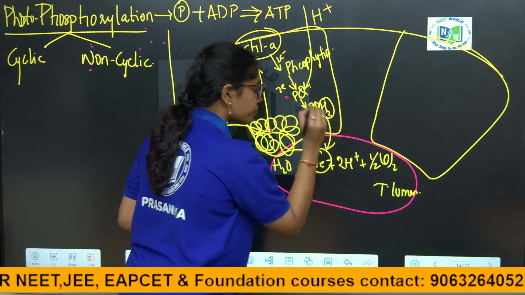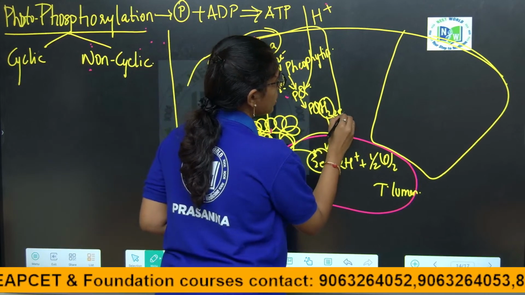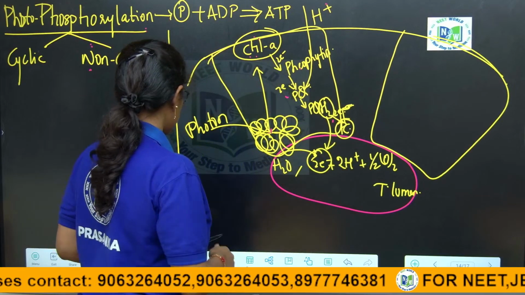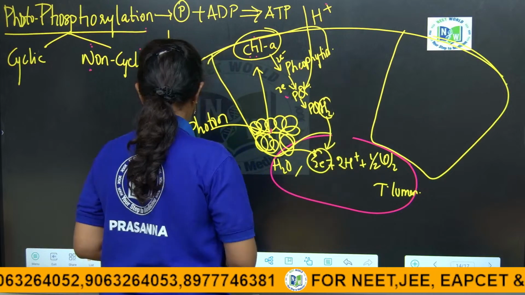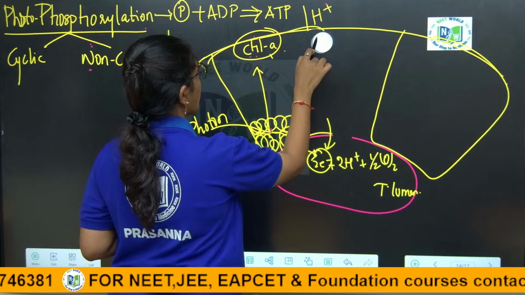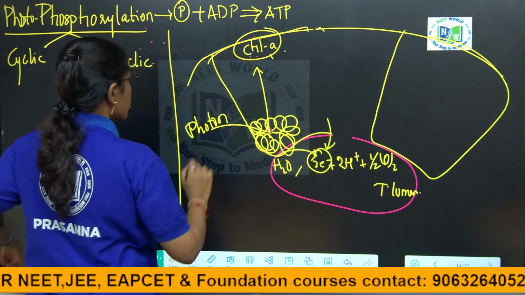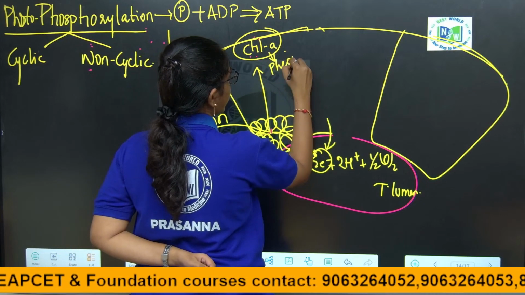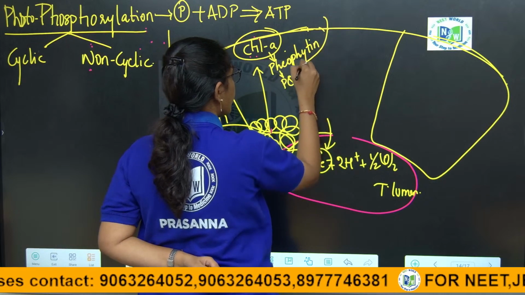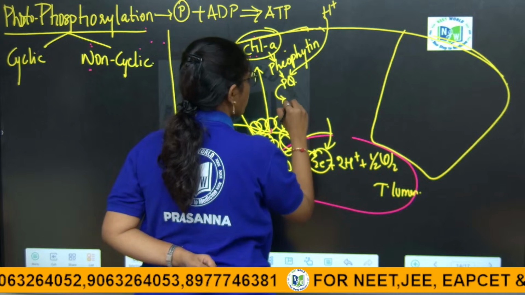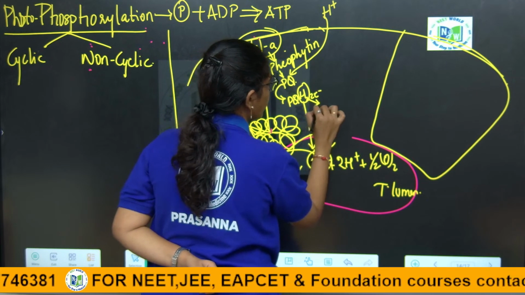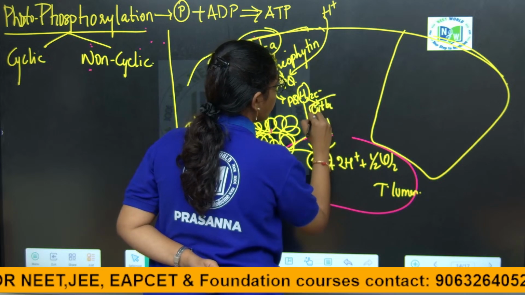H plus lands in the thylakoid lumen again, and 2 electrons are given to cytochrome B6 and then to plastocyanin. So, first chlorophyll A to pheophytin, then pheophytin gives to plastoquinone. Plastoquinone immediately accepts a proton from the stroma and turns into plastohydroquinone, where protons are given to the thylakoid lumen and 2 electrons are transferred to the cytochrome B6 complex. What complex? Cytochrome B6 complex.